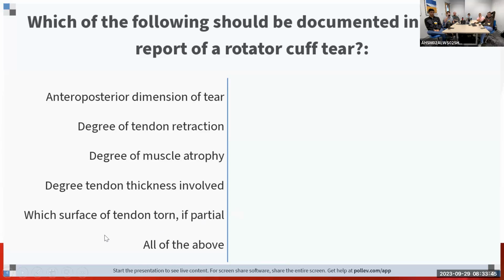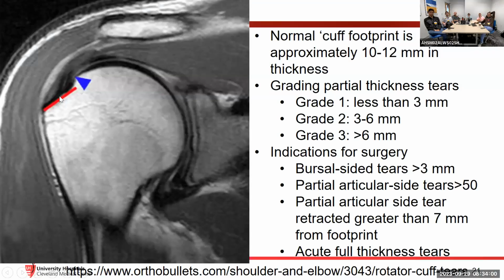And then we want to talk about if it's articular surface, bursal surface, or interstitial tearing, because when you go in with the scope, if it's interstitial, you may look at the bursal surface and the articular surface and not see the interstitial tear. So here's that footprint I was alluding to, and you can see it's full here with nice tendon insertion. Normal cuff footprint is 10 to 12 millimeters, and this is how I suggested we grade. Less than 3 is grade 1, grade 2 is 3 to 6, and grade 3 is more than 50%.